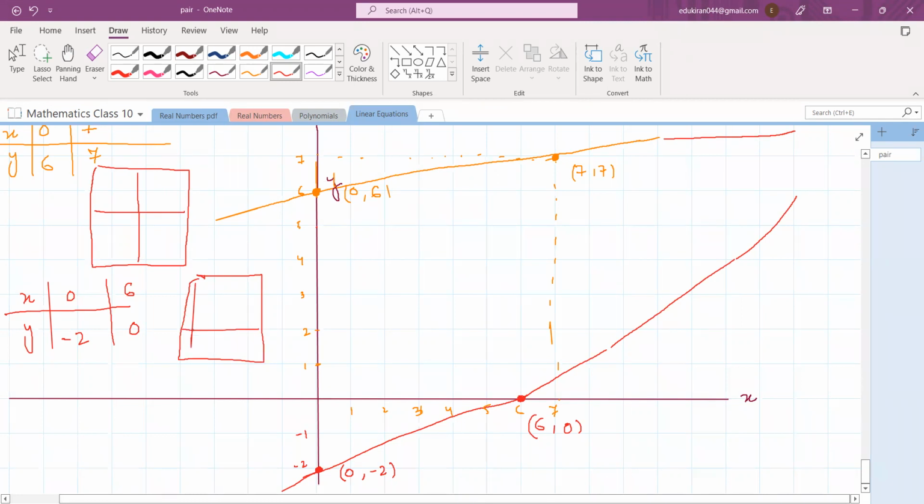Ma'am, I have already drawn, so can I just change the scale? Yes, you can change. That's okay, no problem. You can change the scale anytime. I was just trying to take the same scale as your graph paper, but I think the lines are going to meet after a long distance. So in that case, you can change. Let us try to plot it again.